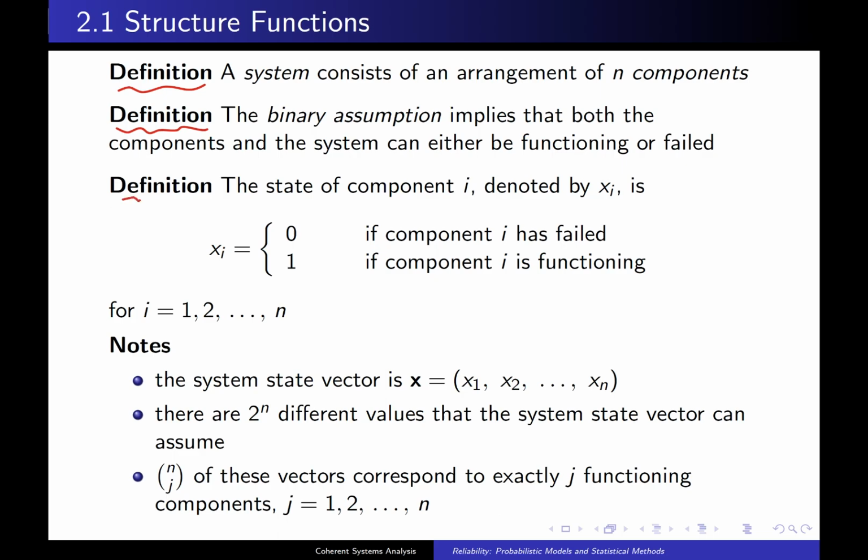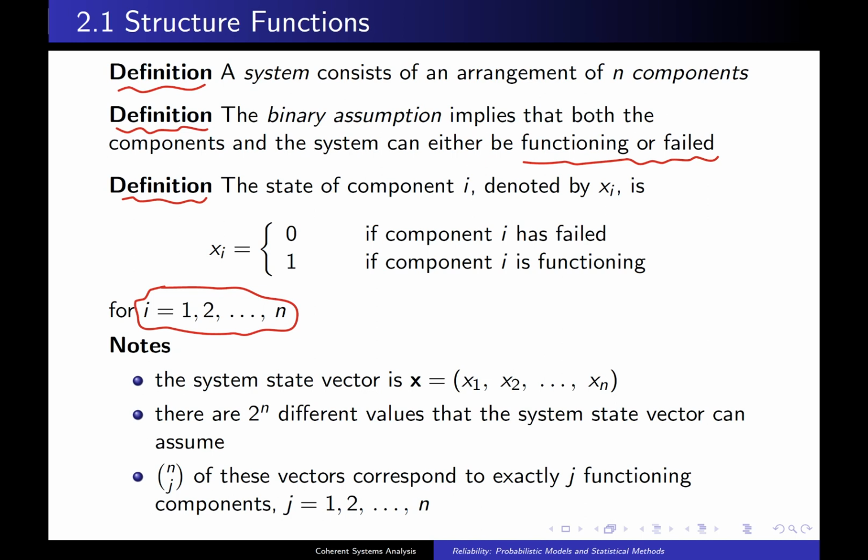The third definition is the state of component i, which is denoted by x sub i, is 0 if component i has failed, 1 if component i is functioning. So our states that were defined up here by the binary assumption, functioning will be denoted by a 1, failed will be denoted by a 0. And those x sub i's, of course, are good for all n of the components that comprise the system.